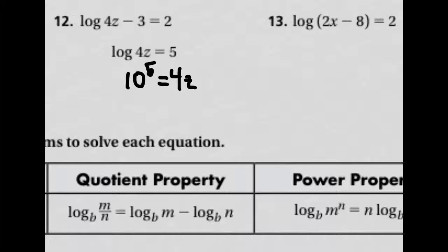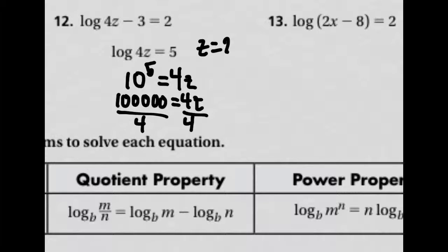Now if you want to solve for z, you're going to divide by 4. 10 to the 5th power is 10,000? No, 100,000. It's 100,000. And then we're going to divide by 4 to get our final answer. 100,000 divided by 4, so z is 25,000.